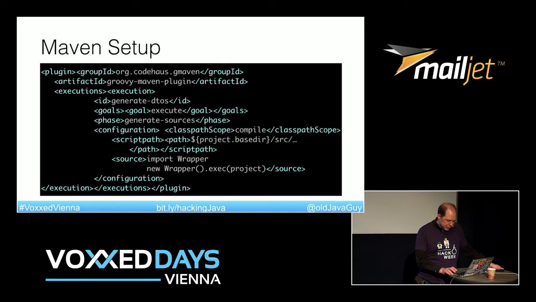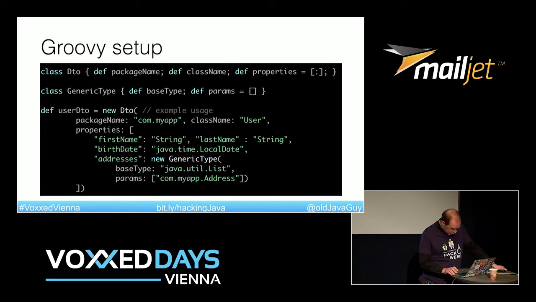So here's how I integrate that in the Maven build. I call the Groovy Maven plugin, and I just have a small wrapper script. The wrapper script will just call and do the heavy lifting, the actual code generation. And here's how I can model my value object setup.